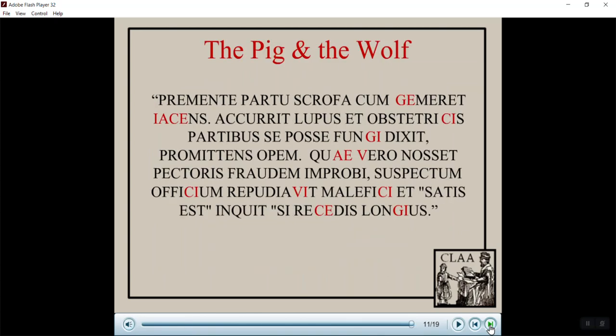Remember that in this lesson, we're only worried about reading the Latin syllables correctly. Here, we're going to read another fable by Phaedrus, and remember, he was an old Roman. That means we should read his fable with classical pronunciation. Let's go ahead and read The Pig and the Wolf.